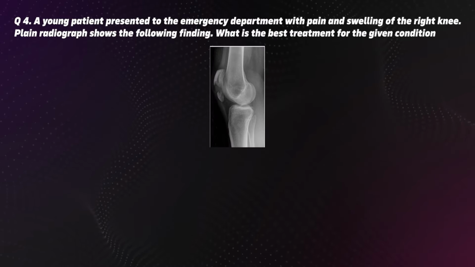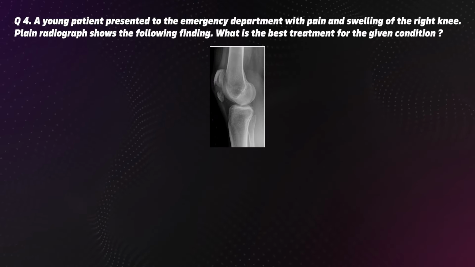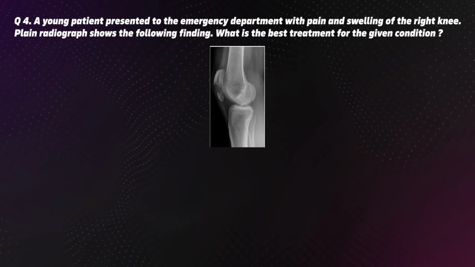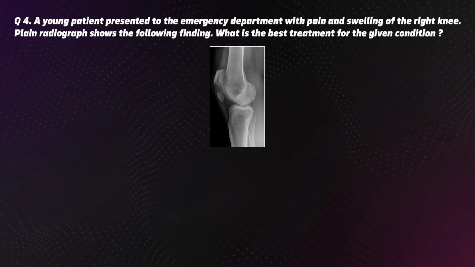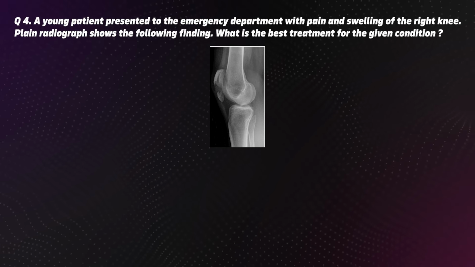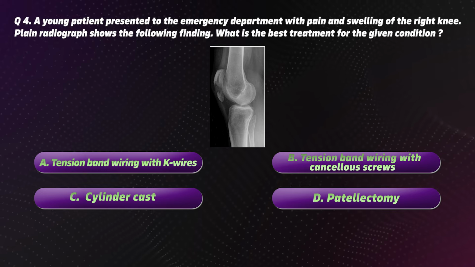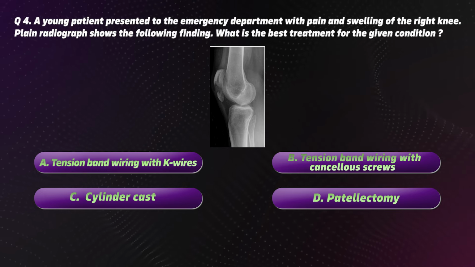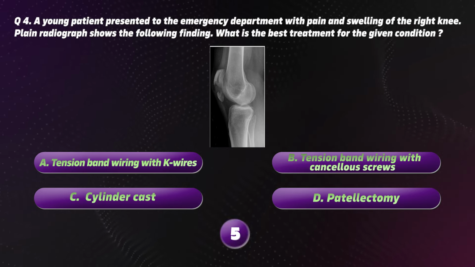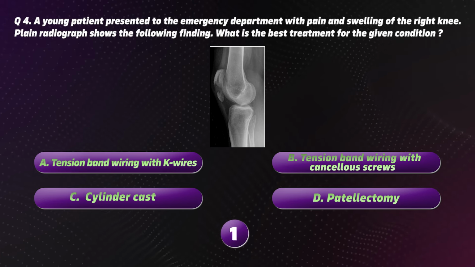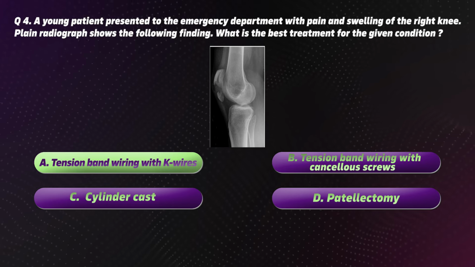Question 4. A young patient presented to the emergency department with pain and swelling of the right knee. Plain radiograph shows the following finding. What is the best treatment for the given condition? Options: A. Tension band wiring with K wires. B. Tension band wiring with cancellous screws. C. Cylinder cast. D. Patellectomy. The correct answer is A, tension band wiring with K wires.